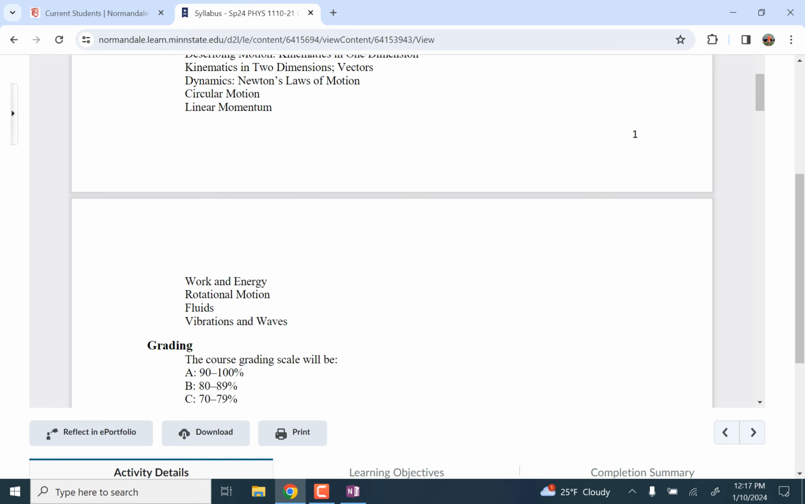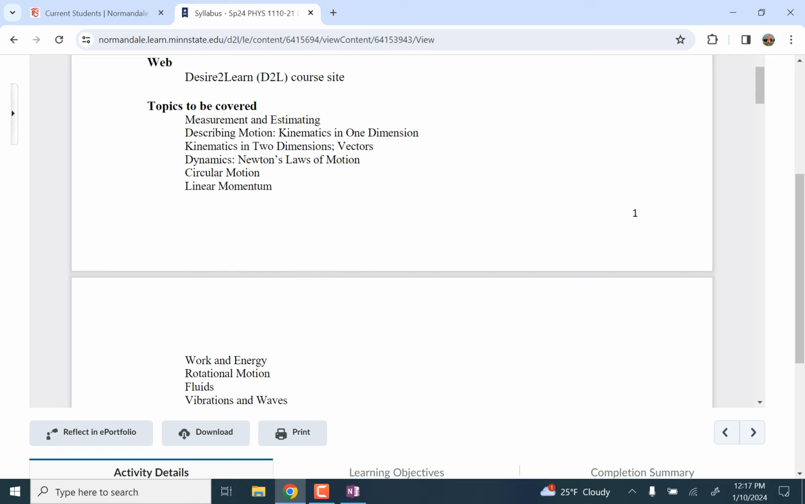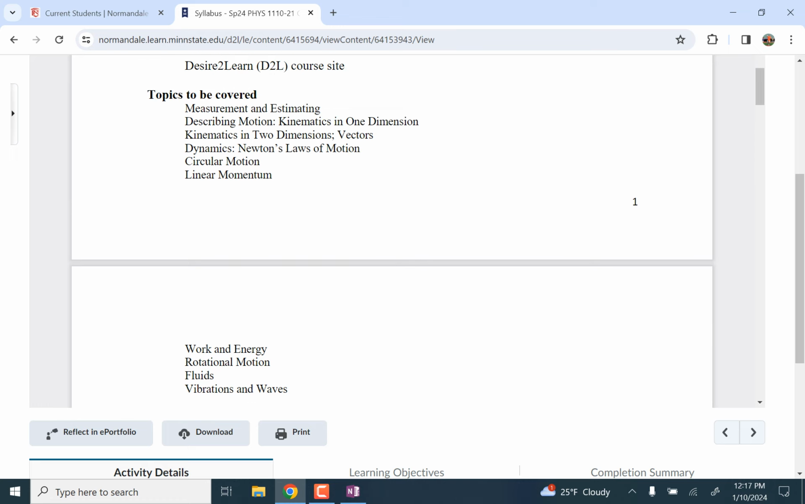The topics we're going to cover, it's mostly going to be particle physics, which means we're not going to be dealing with the rotations of objects. We're only going to be dealing with their motion through space. And we'll talk about forces and mass, circular motion, momentum, energy, and then maybe fluids and waves at the end if we get to that.